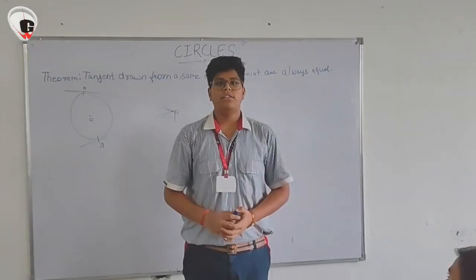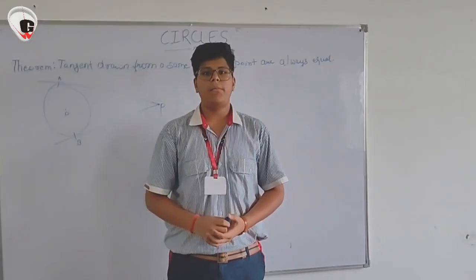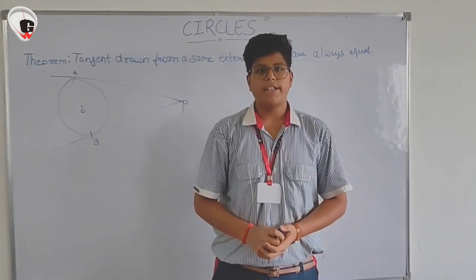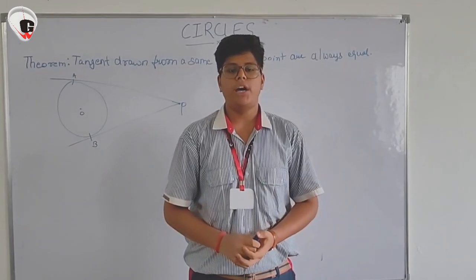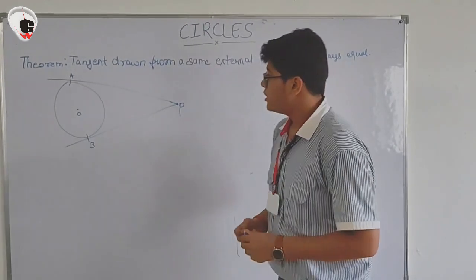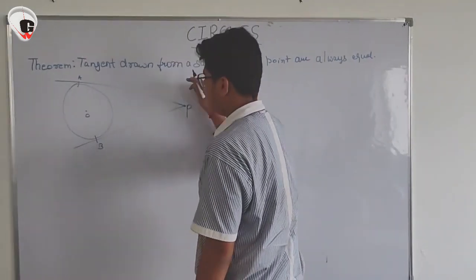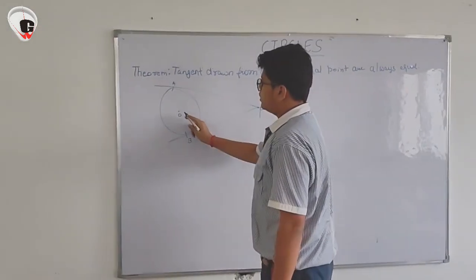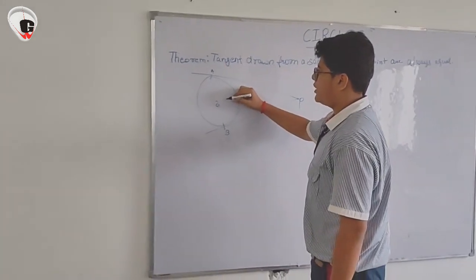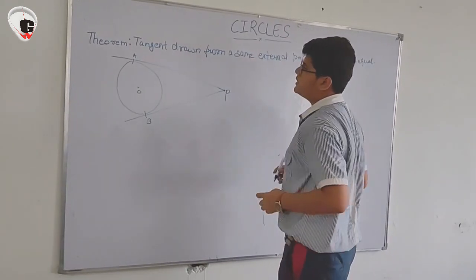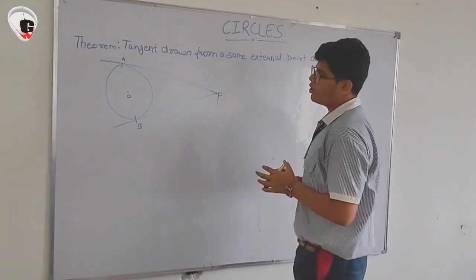Good morning everyone. This is Avigan Sharma of GD Goenka Public School, standing over here to discuss a theorem that tangents drawn from a same external point are always equal. So let's start. In this figure, you can see there are two tangents named AP and BP, and there is a circle with center O. In this theorem we have to prove that tangents drawn from a same external point are always equal.